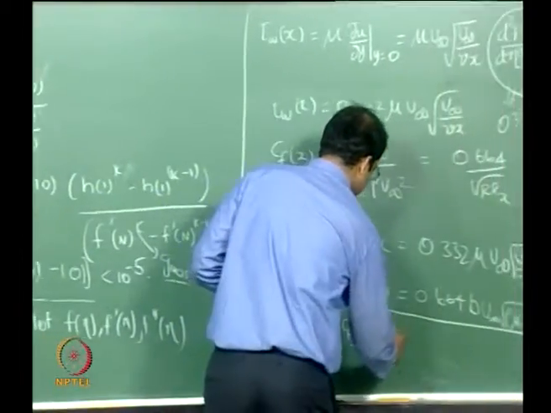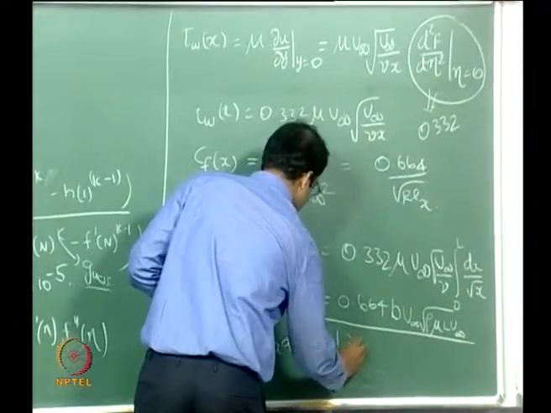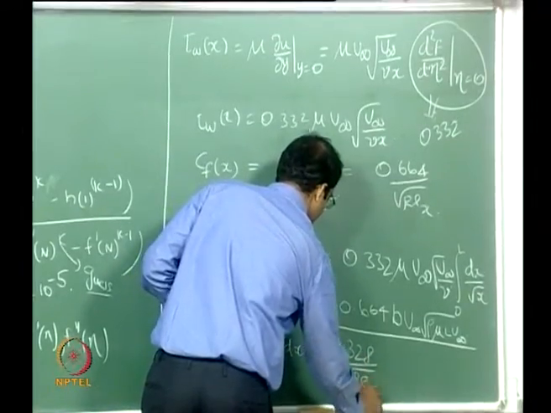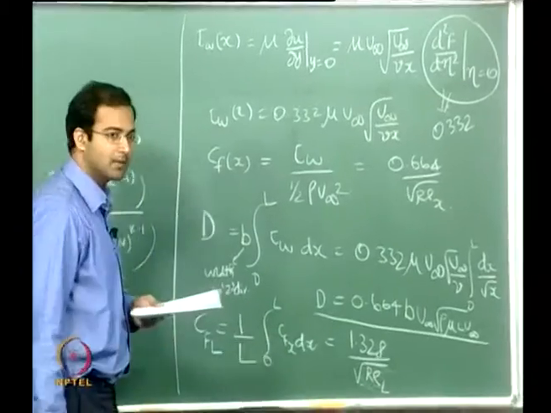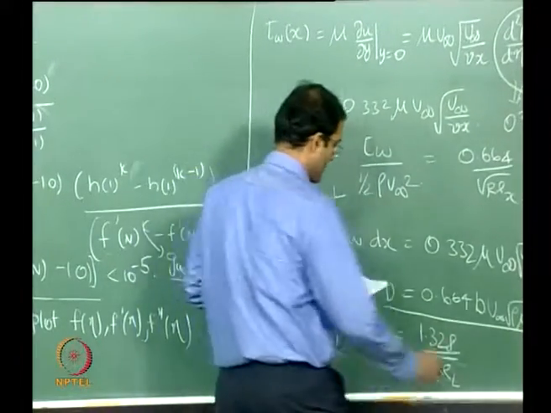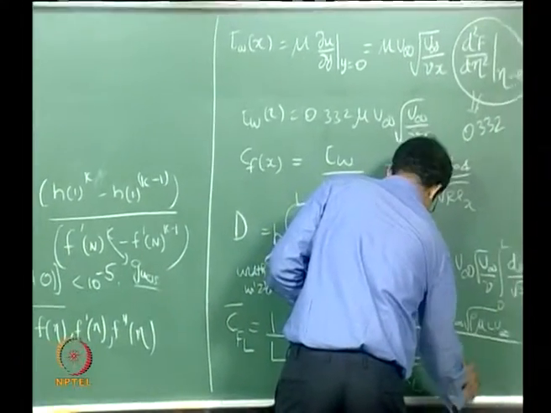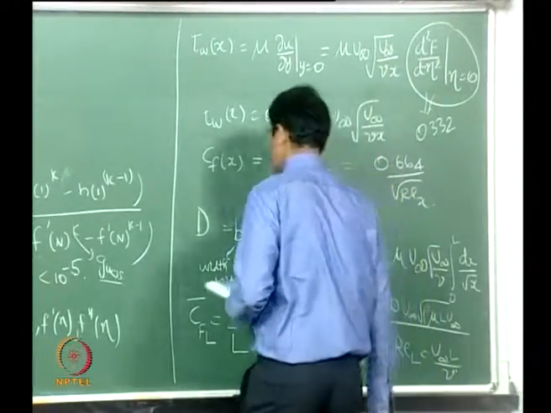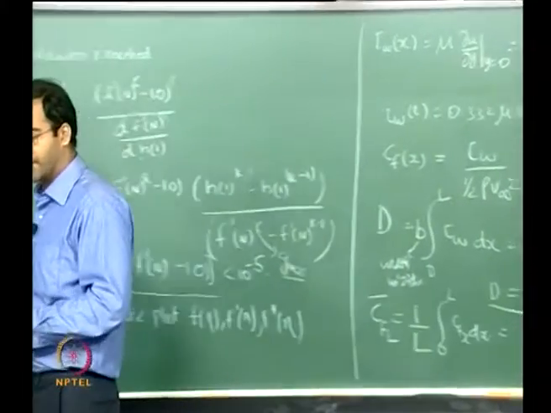If you do the averaging, you will get this nice expression, where now your Reynolds number is defined based on x equal to L. So Re L here will be u infinity L by mu.